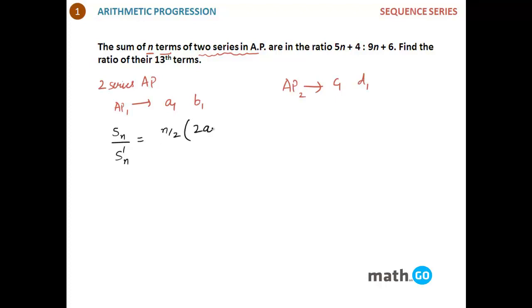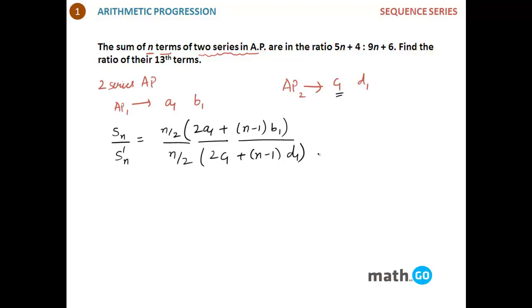So this will be 2a1 plus n minus 1 into b1, divided by n by 2, 2b1. Sorry, this is not b1, correct me. So this is what? C1, right? Because the first term of this second AP is C1 plus n minus 1 into d1 again. So this is the thing which is given in your question.